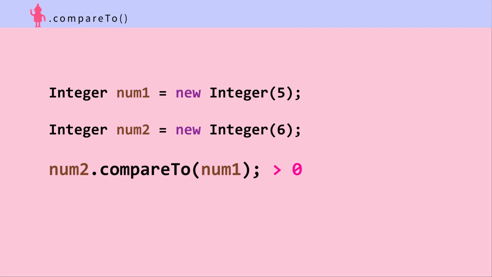If this concept is confusing, think of compareTo method as a minus sign. With this in mind, what is returned from this expression? num1 compared to num2. A negative integer is returned. What is returned from this expression? num1 compared to num1. 0 is returned.